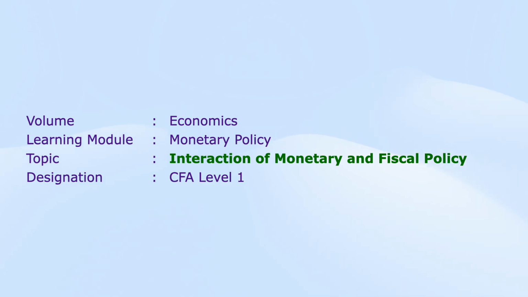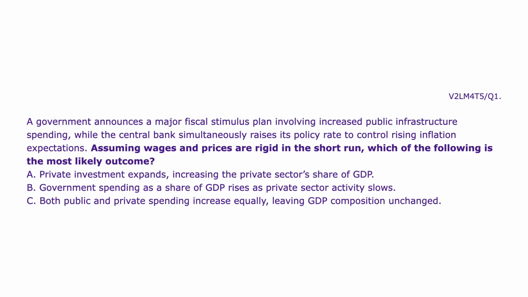Topic: Interaction of monetary and fiscal policy. A government announces a major fiscal stimulus plan involving increased public infrastructure spending, while the central bank simultaneously raises its policy rate to control rising inflation expectations.